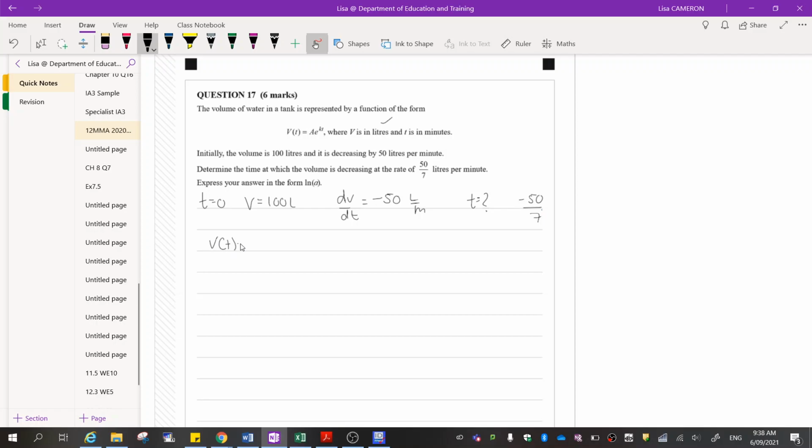So V(t) is equal to A e^(kt), and we're going to let V equal 100 and T equal 0. So 100 is equal to A e^(k·0), so that means that 100 is equal to A. Now this section here will change into 1, so A times 1, just A, is equal to 100. So now we know that our model looks like this.